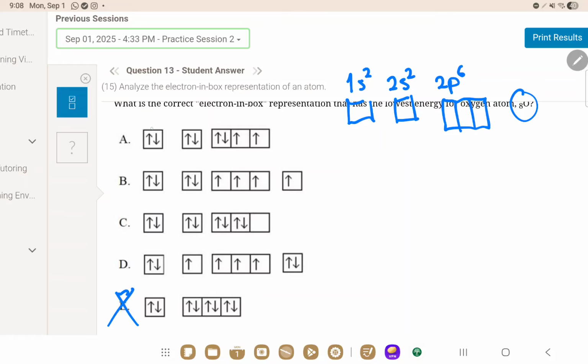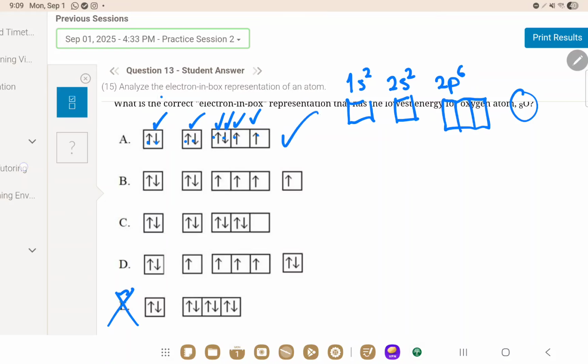Yes. Is this one 2 arrows, 1 pointing up, 1 pointing down? Yes. Is this one 2 arrows, 1 pointing up, 1 pointing down? Yes. Do you have 3 pointing up arrows? Yes. Did you start filling out with the 1 pointed down? Yes. Can we count the arrows? We have 1, 2, 3, 4, 5, 6, 7, 8. That represents 8 electrons. So this one is correct.